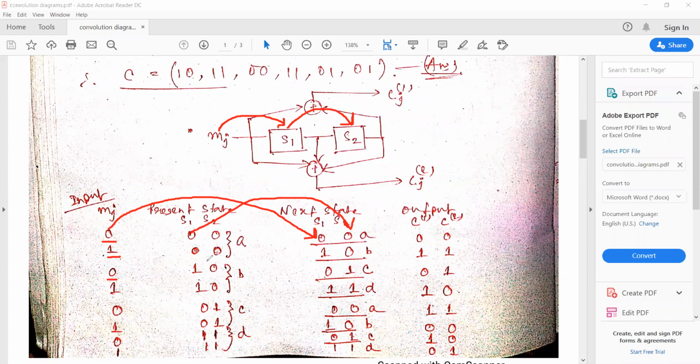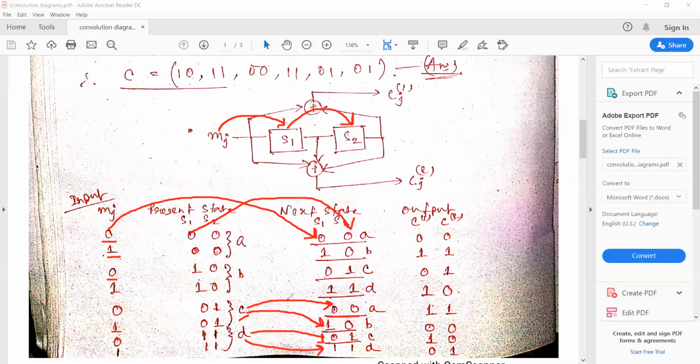In this way, the present state is 0 0, that means A, and it is converted to the next state, which is B. The condition is message should be 1 and output is 1 1. Likewise, I'm considering this as C as a present state. So C will be converted to A, and C will be converted to B. Also, D will be converted to C, and D will be converted to D again.